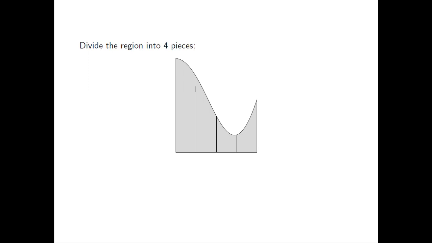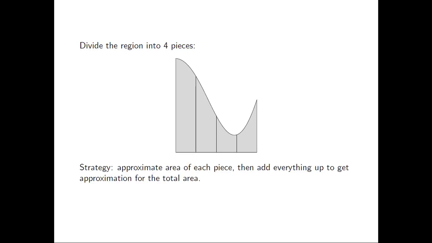First, we divide the area into 4 pieces. Now, the number 4 is not too important. What is important is that we are dividing it into smaller pieces. We are going to approximate the area of each piece, and then we'll add everything up to get an approximation for the total area. For now, we are going to focus on just this first piece right here, okay?